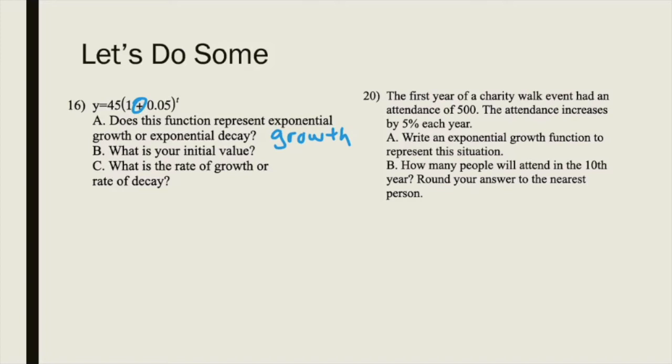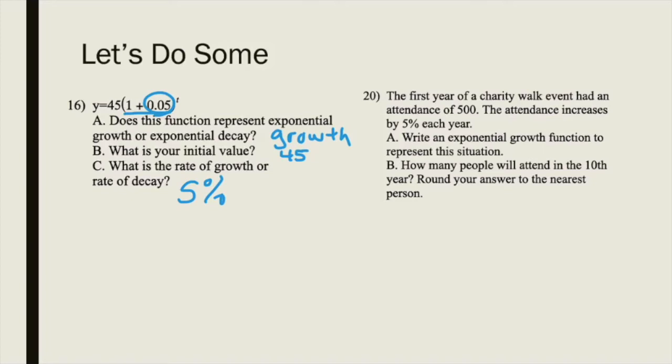What's the initial value in this one? 45. Okay. What is the rate of growth or decay? What percent is it? 5%. Okay, so we're just kind of going backwards. This would be 1 plus r, and r is right there. And we're going to turn it back into a percent.